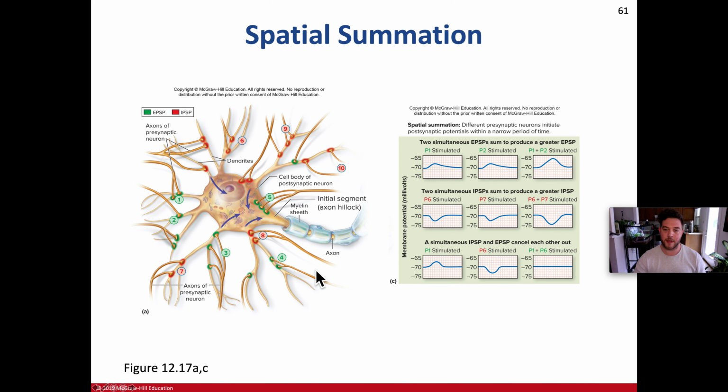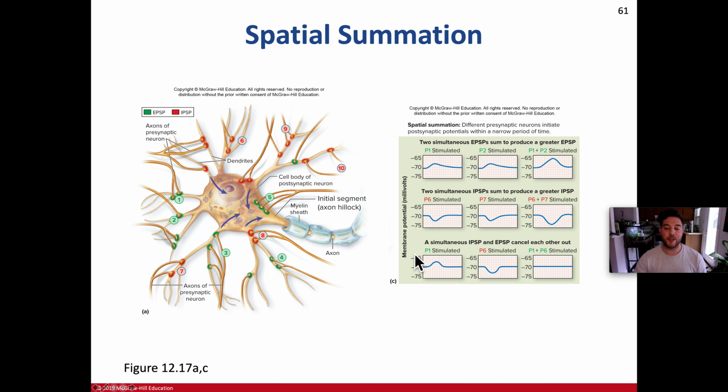Okay, so here is a spatial summation. Again, don't worry, it's okay. These graphs look kind of weird, but what it's saying is that you have two simultaneous EPSPs summed to produce a greater EPSP. P1 is stimulated, and it's green, so it's an EPSP. It has a little blip and goes right back to RMP. P2 is stimulated, it has a little blip, and goes right back to RMP. But when P1 and P2 are summated, combined together, you get this even larger response. Same thing with the IPSPs. You can have P6 right here and P7 right over here. Individually, they have a response, but together, when they're summated, they're even larger.